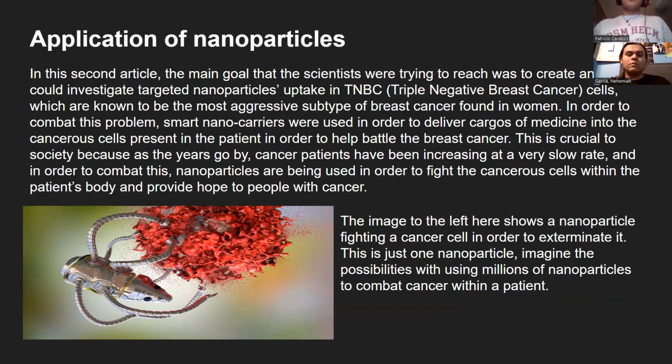And in order to combat this issue, the article speaks about using nanocarriers to carry and detect these cancer cells and be able to combat them with medicine. We can see in this picture a really useful application of these nanoparticles, because we can see the nanocarrier combating the cancer cell. At first it would be detected, and then it would be attacked with medicine.